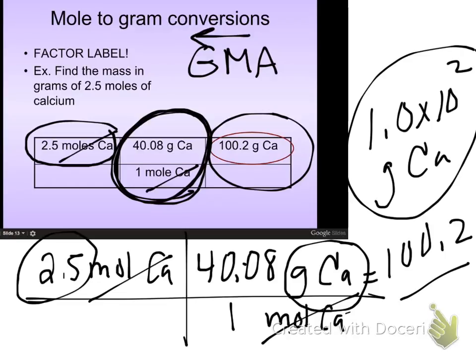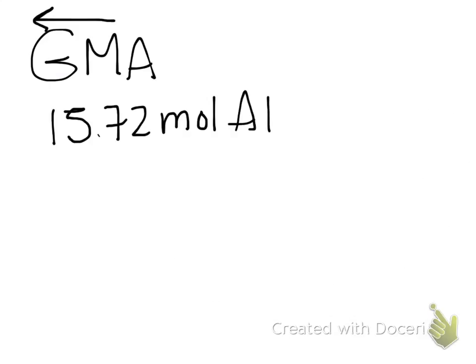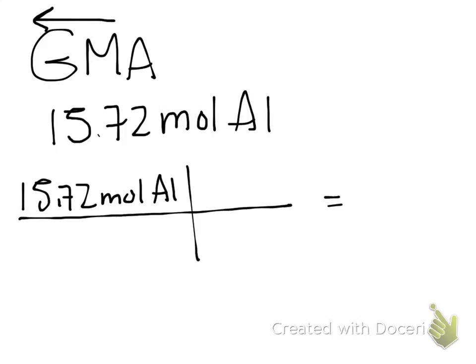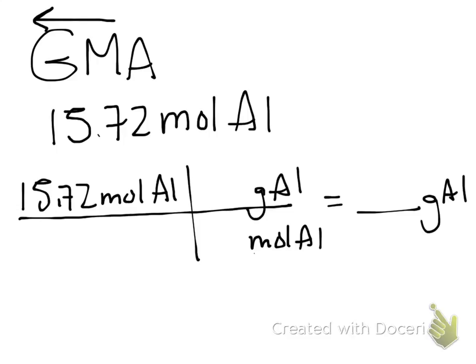Let's practice one more mole to gram. You just brought in 15.72 moles of aluminum to the recycling center. What's the mass of aluminum that you just brought in? We always start with our given. So first box is going to be 15.72 moles of aluminum. We know that we're going into grams of aluminum. The conversion factor that we want is molar mass. What units and chemical are going to go down on the bottom to cancel? Moles of aluminum. What units and chemical are going to go on the top? Grams of aluminum.